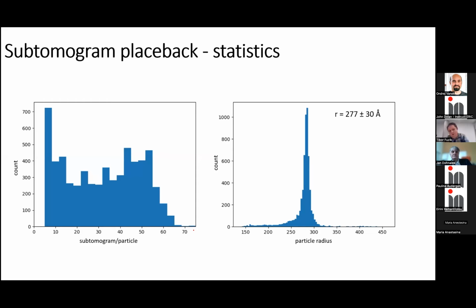counts in one or tens. You have more than 60 subtomograms. The interesting particles for us are those that have 60, that are close to complete ones, or should be virtually complete. Yeah, I see. Thank you. Yeah, that's very clear. Thanks very much.